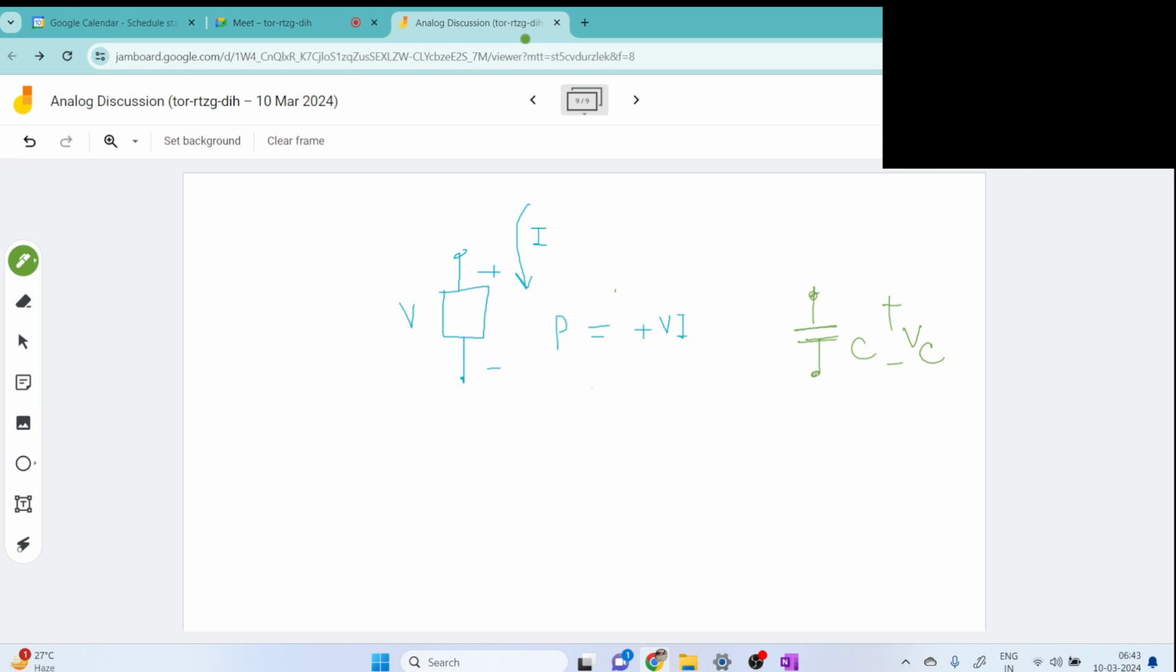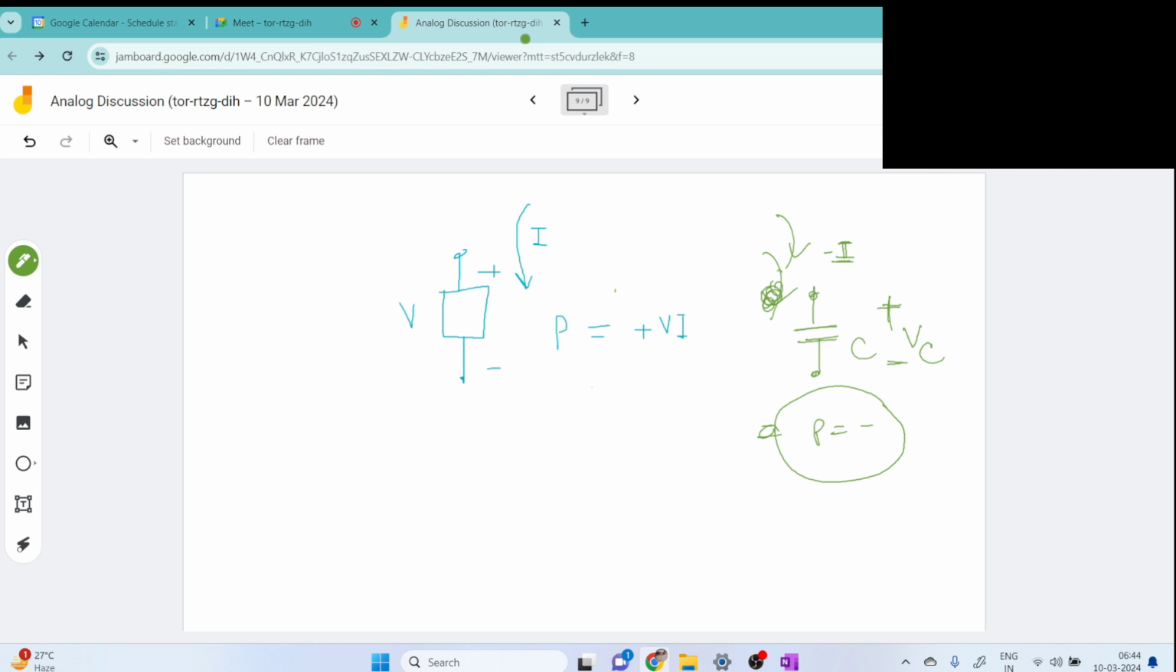We know that if there is a positive current, it is charging this capacitor, so this will be plus. There is no problem. But let's say we are giving a negative current here. We can give it, right? Then the power becomes negative. That is the case I want to say.